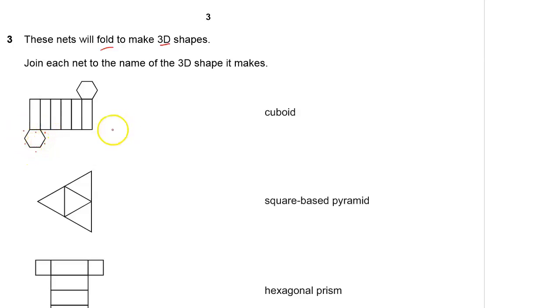1, 2, 3, 4, 5, 6. So hexa. Basically, you look at which name starts with the word hexa, and you can see right there the shape will be hexagonal. You draw a line to hexagonal right there.